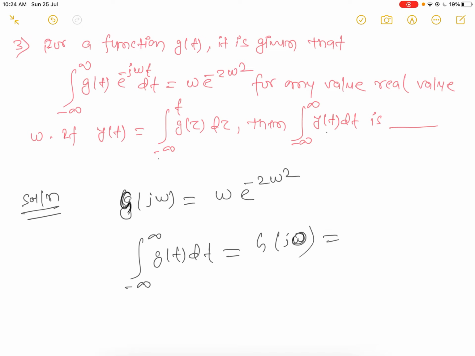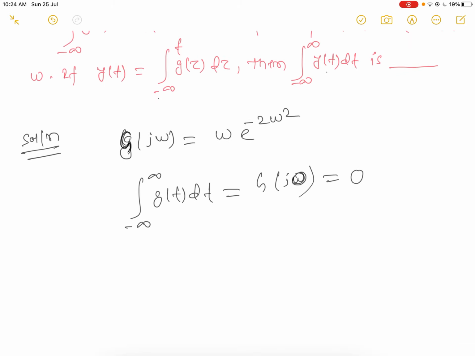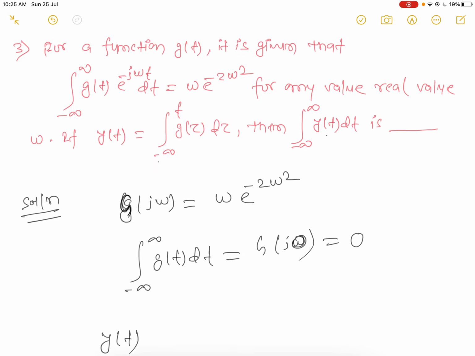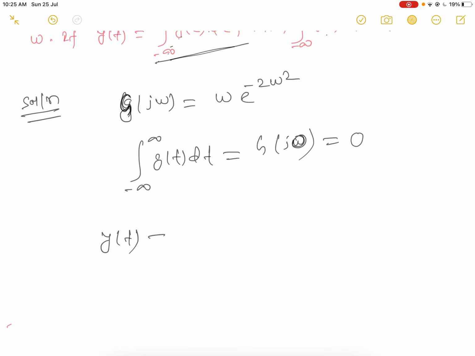When you put omega 0, then we will get 0. Now comes to y(t). What is y(t)? Check it. y(t) is nothing but the convolution of g(t) and u(t). Here consider u(t), because u(t) is not mentioned, but some u(t minus tau) when you take it, that's why here it is taken from minus infinity to t. So y(t) is equal to g(t) convolution u(t).